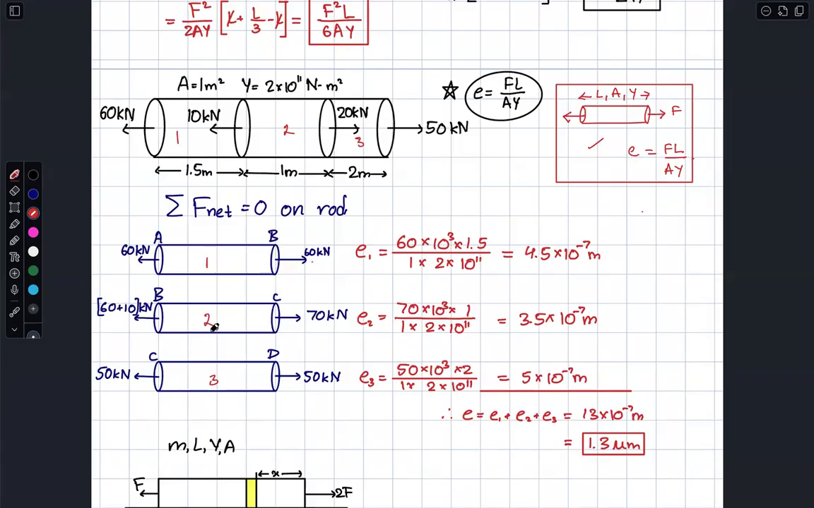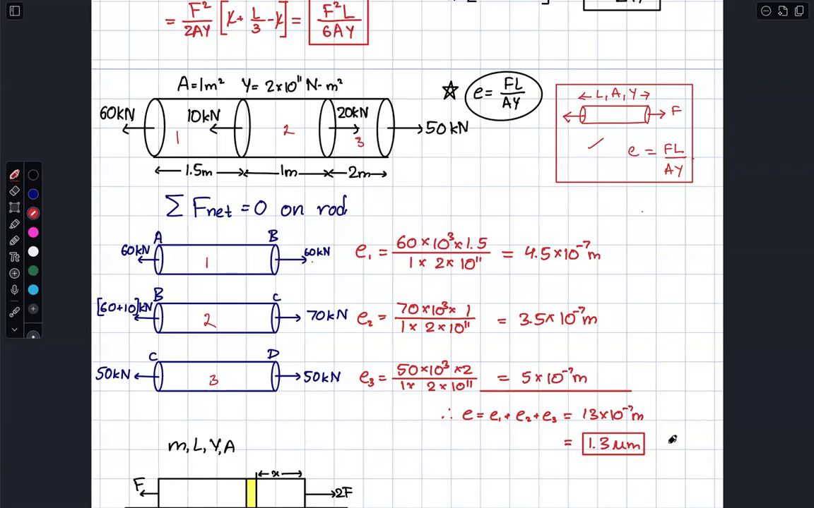For the second, right side is 70. So third left side must be same actually, but 70 minus 20, the net is 50. You are exerting 50. So same formula: portion 1 elongation, portion 2 elongation, portion 3 elongation. All elongations put together, you got around 1.3 micrometer. A very, very, very important model. I want a confirmation from your side. Say yes or no for this. Have you understood this or not?